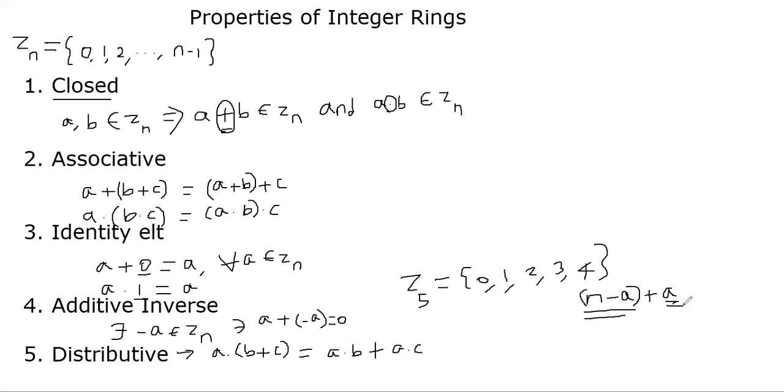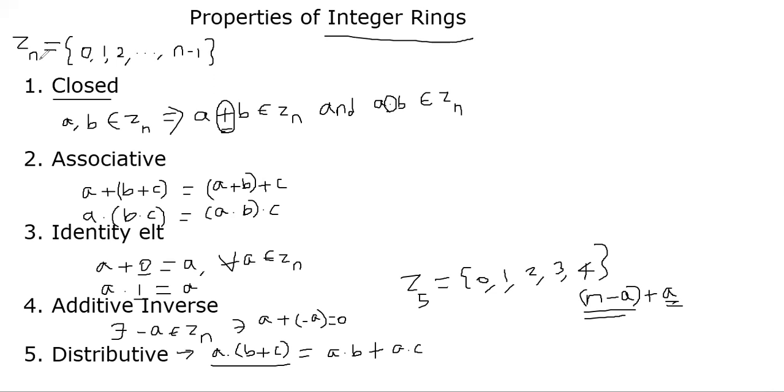Okay, and we need one more property called the distributive property. a times (b plus c) is the same as a times b plus a times c. All of them are in mod n, of course. We call these the basic properties of integers in the context of modular arithmetic, and this is specifically for integer rings.